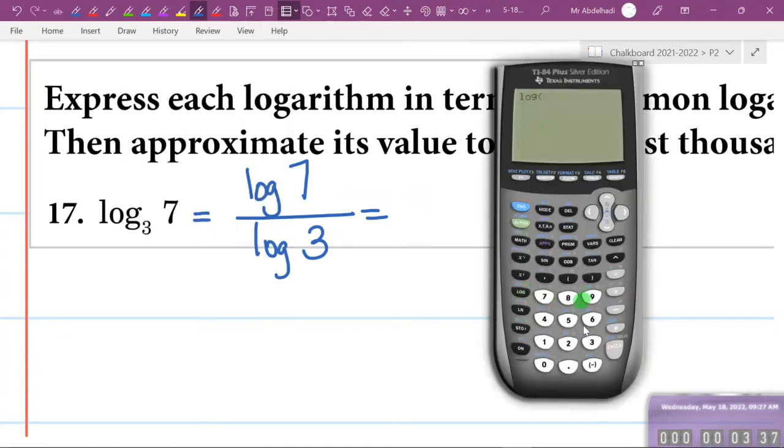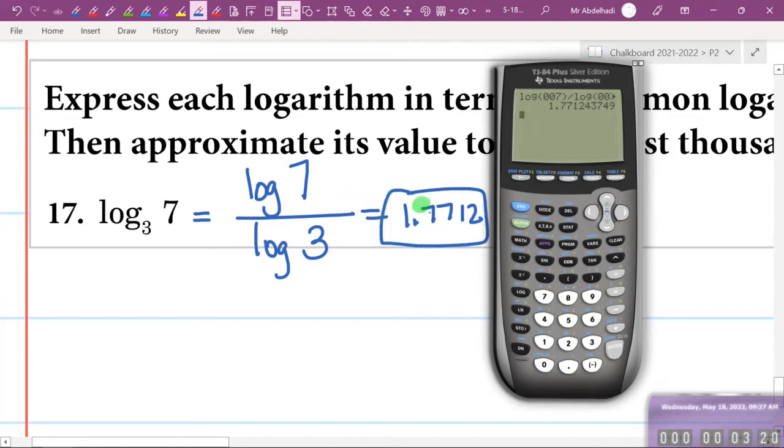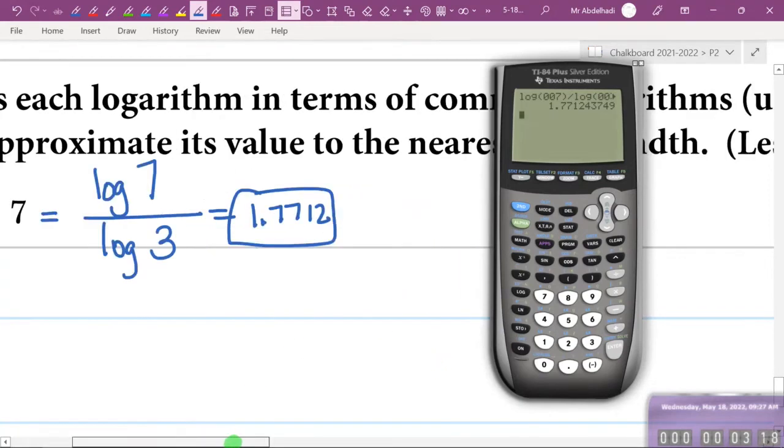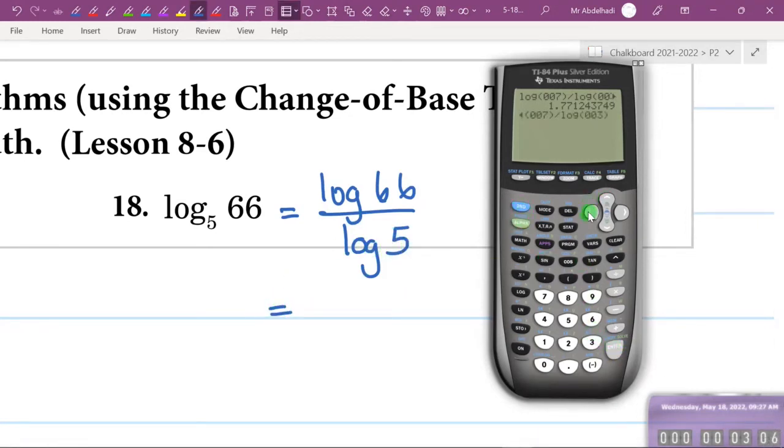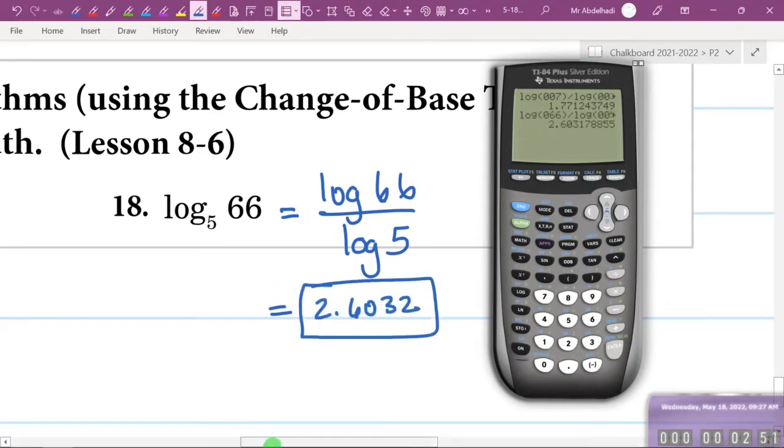Log 7 over log 3. And what I'm getting here is 1.7712. There you go. That's 17. Now for 18, this is going to be split up into log of 66 on top and log of 5 on the bottom. So all I have to do is go back into my calculator and just change those numbers to 66 and 5. And I get 2.6032. There's that one.